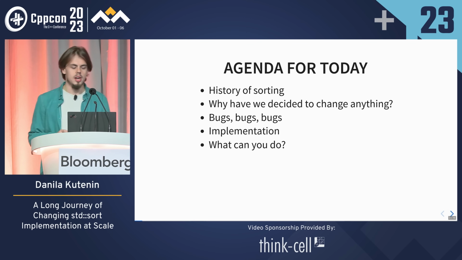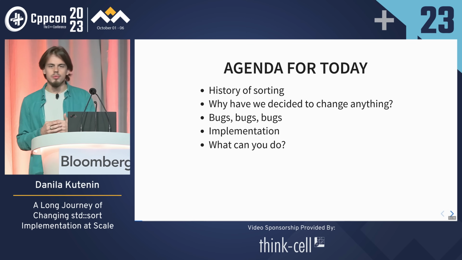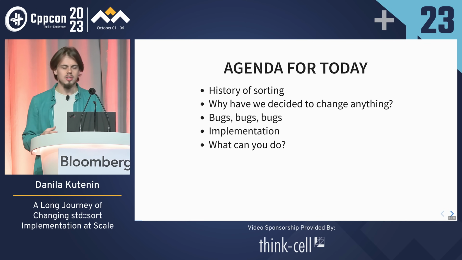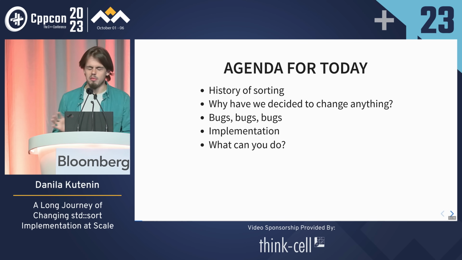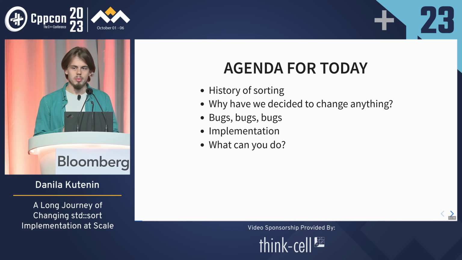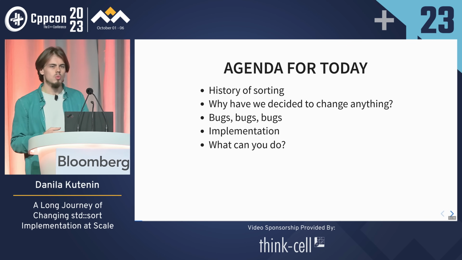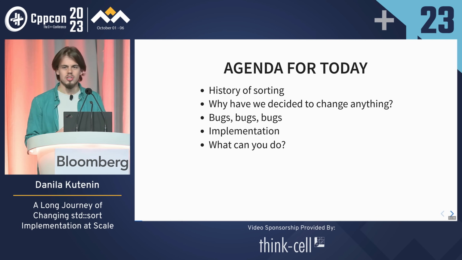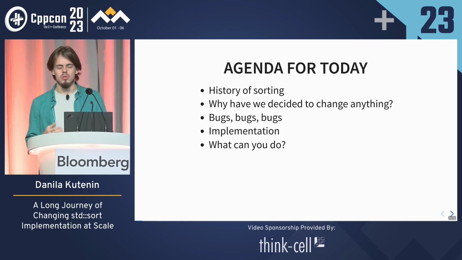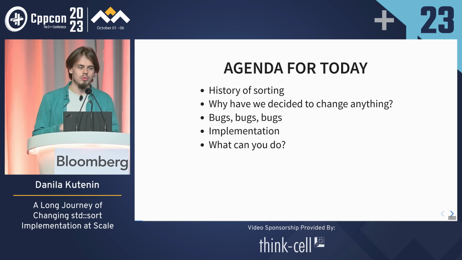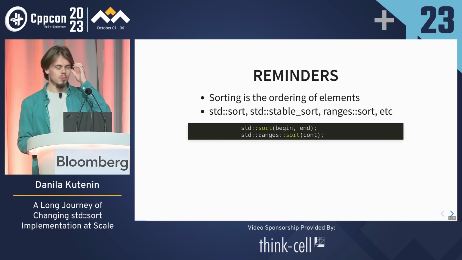So what's the agenda for today? Today we're going to talk a little bit about the history of sorting, like how it was developed in the standard library, what's out there, and the research behind it. So why have we decided to change anything at Google? A lot of bugs, so you'll love them. Implementation, which implementation we decided to choose, why, with pros and cons, efficiencies and inefficiencies. And last but not least, what can you do to improve your sortings, or maybe just to update the library.